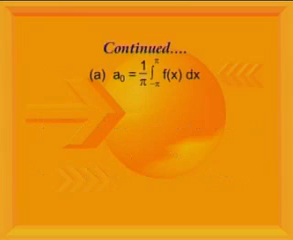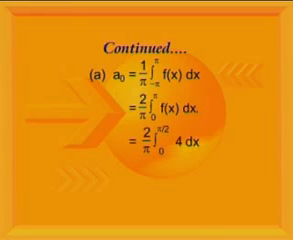Let us find the coefficient a naught first. a naught is equal to 1 over pi into the integral of f(x) with respect to x from minus pi to pi. Because f(x) is an even function, we can write it as 2 over pi into the integral of f(x) with respect to x from 0 to pi.